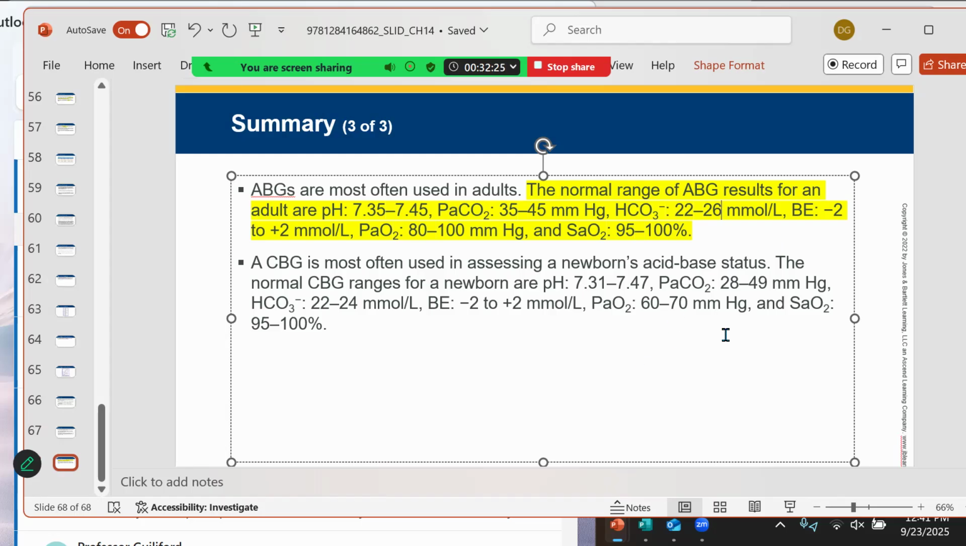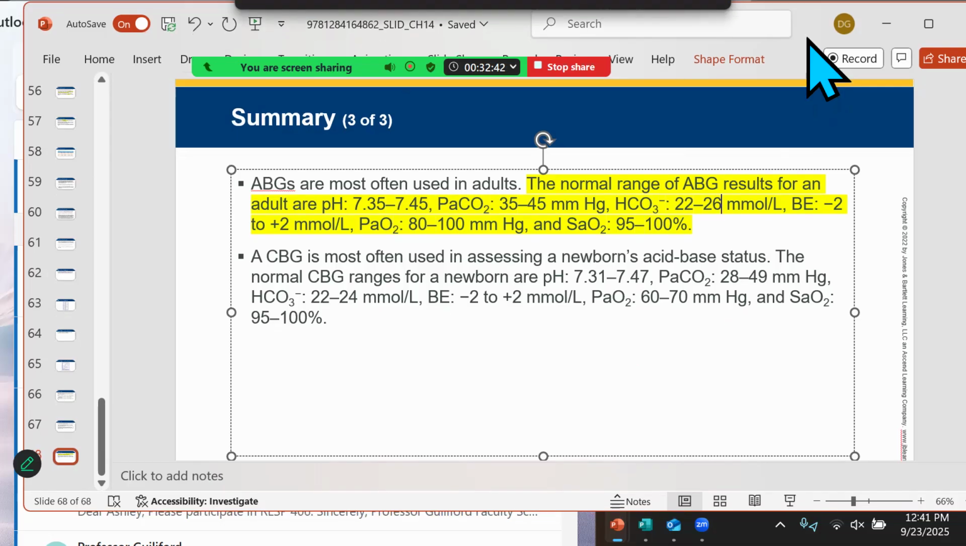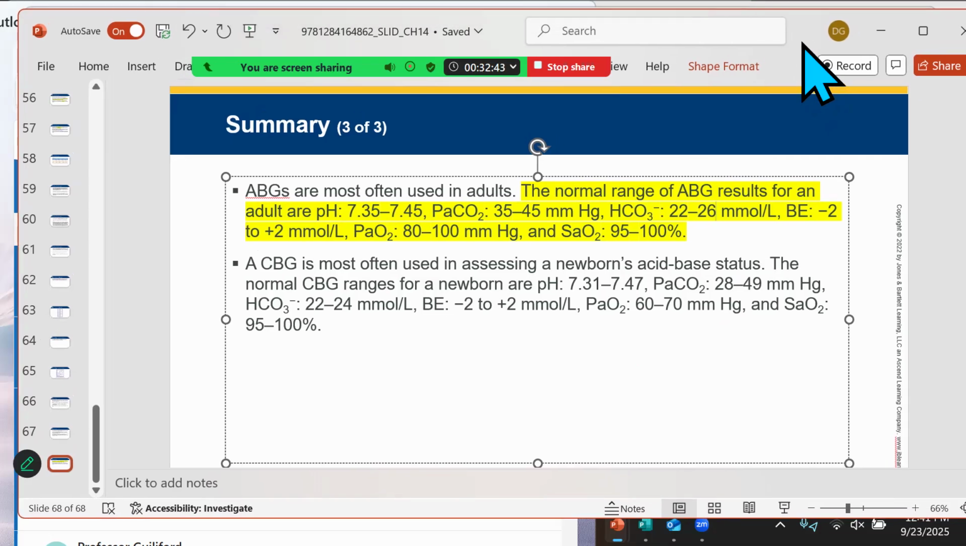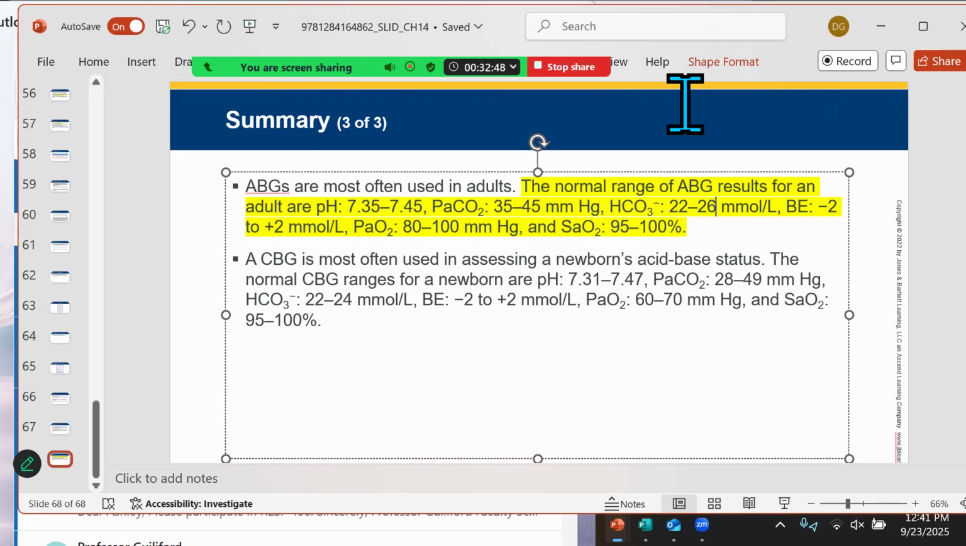Really the significant difference is the oxygen. Everything else is very close. But with the oxygen being only 60 to 70, we cannot use a CBG for assessing oxygen. The rest of it is also very important. And that's that. Okay, I'll be doing a recording for you on the ABG interpretation. That probably will happen tomorrow, but then we'll actually practice that when we get together next week.